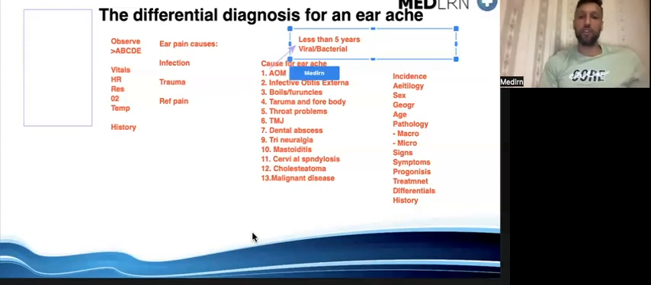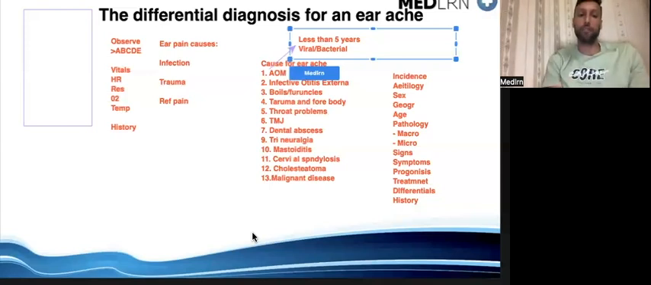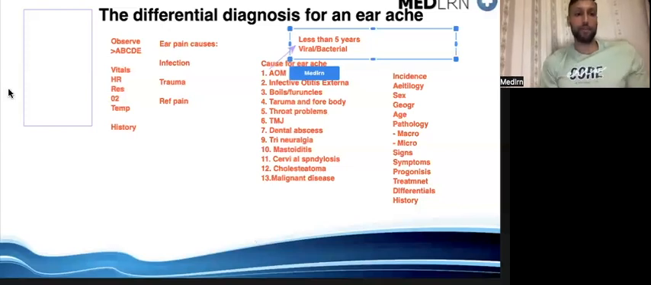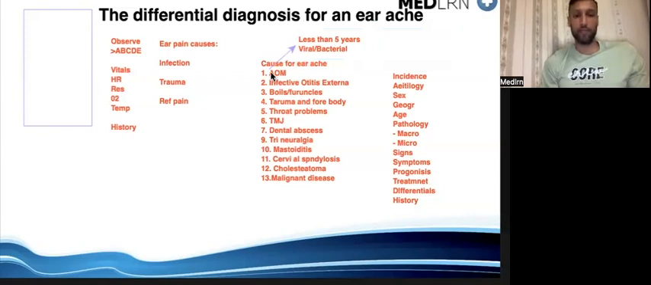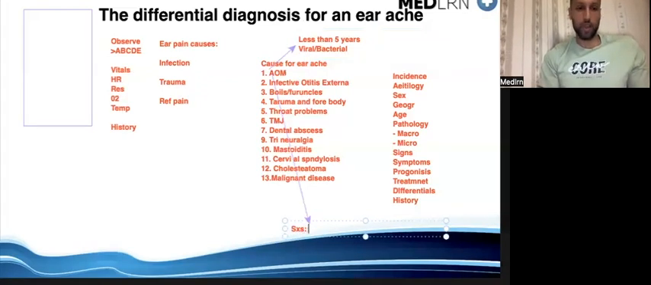Perfect. Pathology. So let's talk about the symptoms. What does happen to somebody with acute otitis media? Any ideas? What sort of symptoms do you get with acute otitis media? What are the symptoms? So we get pain. We get fever. We get children pulling on the ear. Good.